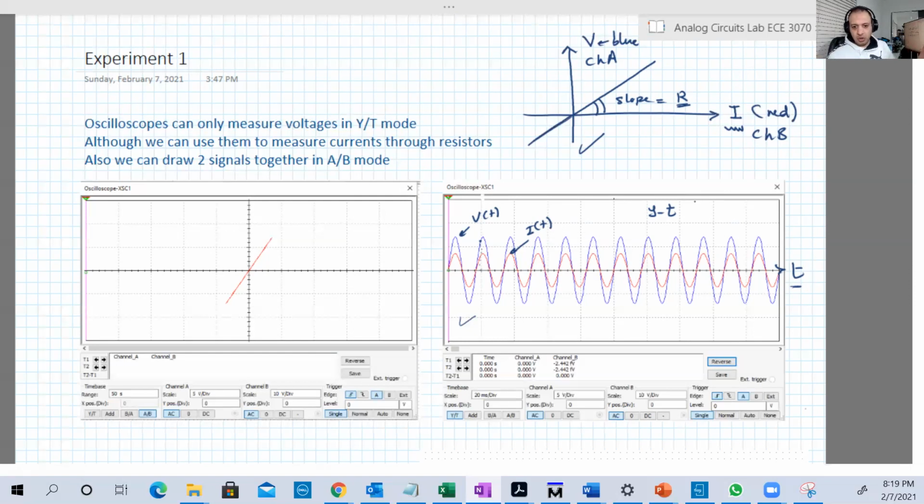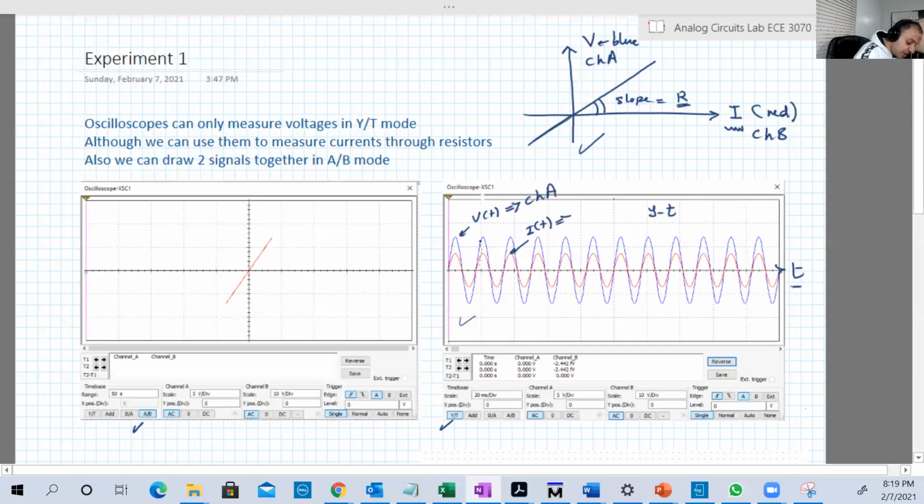Or you can call it channel 1 versus channel B. Some oscilloscopes call channel 1 channel A and channel 2 channel B, so they call this mode AB mode, like Multisim. These are two screenshots from Multisim. Here is YT mode, and here is AB mode. In that case, if this is channel A, and that's the case by the way, and this is channel B, this axis here is the current, and this axis here is the voltage. And this is Ohm's law.